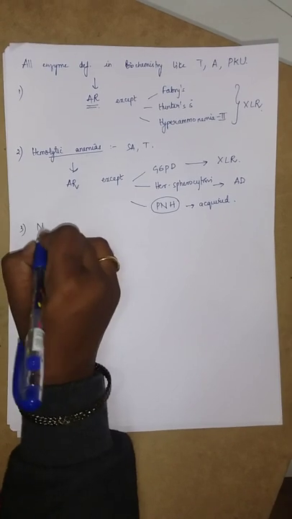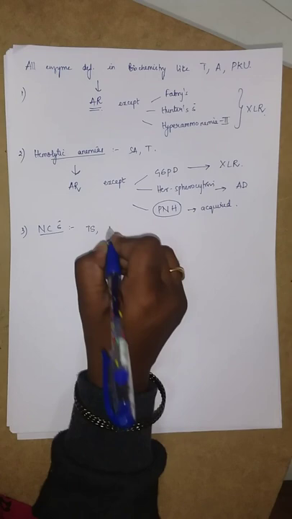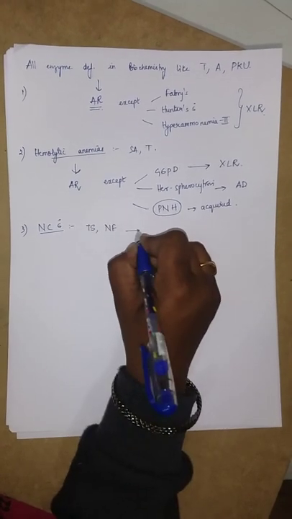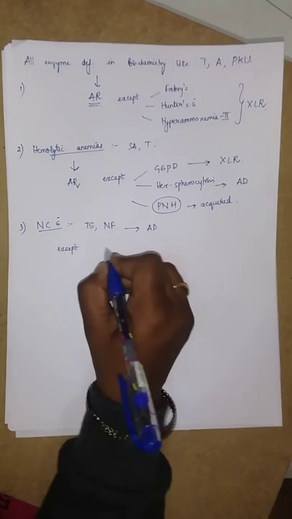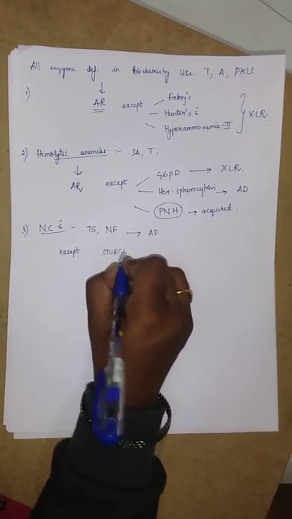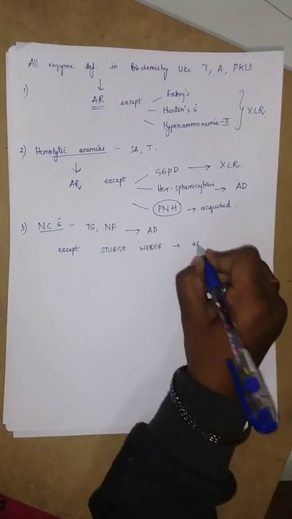Next, coming to neurocutaneous syndromes. Neurocutaneous syndromes such as tuberous sclerosis, neurofibromatosis, etc. All these are inherited by autosomal dominant pattern except Sturge-Weber syndrome, which is not an inherited one but it is an acquired neurocutaneous syndrome.